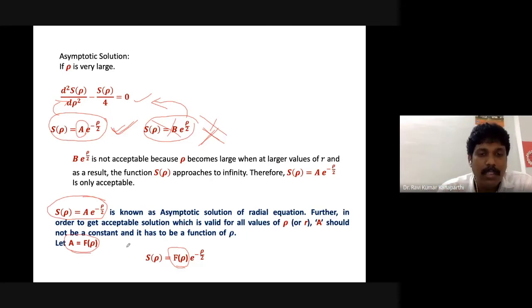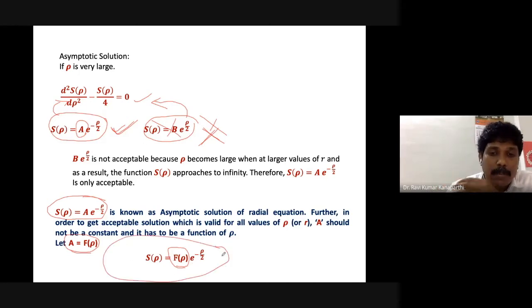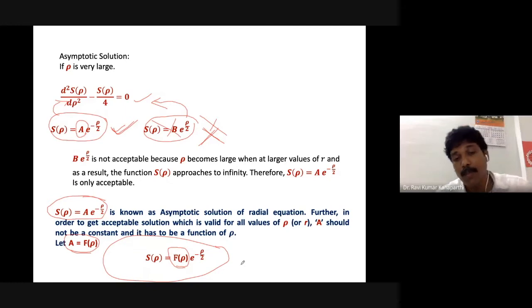Exactly similar thing that I'm trying to do here also. We got the asymptotic region solution, but then in order to have a unified solution, the constant a must not be a constant. It has to be some kind of a function. That function, let us assume, is f of rho. Okay, f of rho multiplied by e to the power minus rho by 2 is a unified solution.